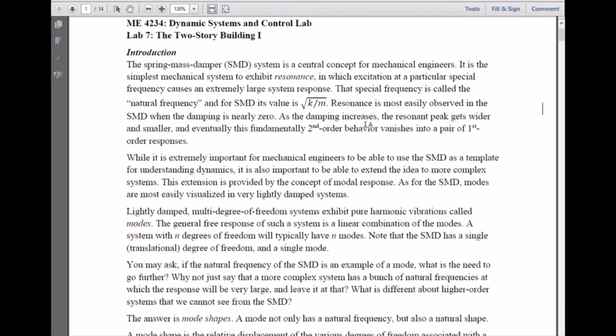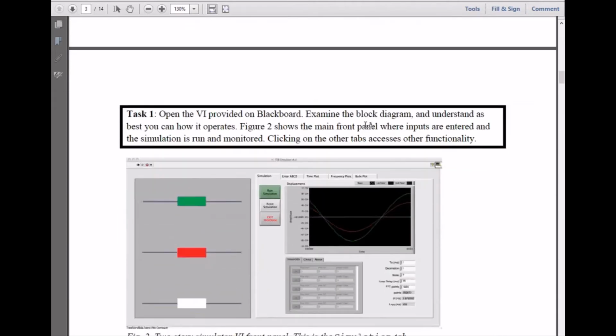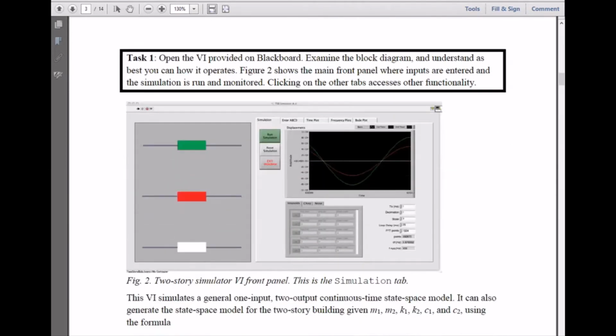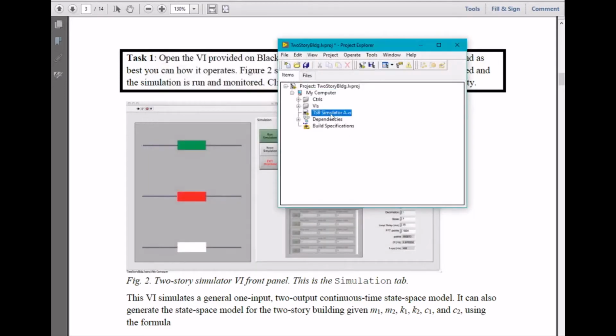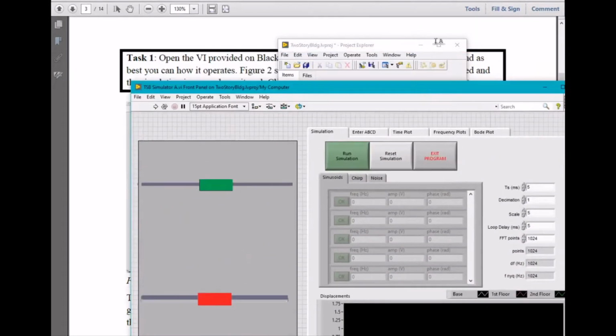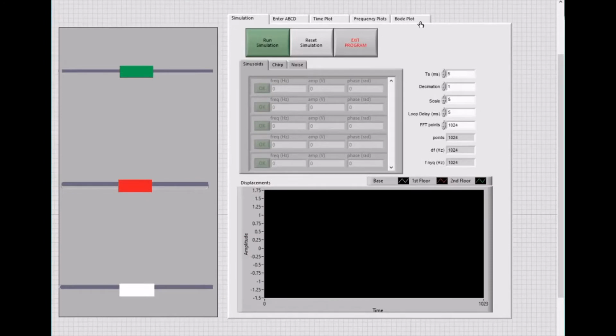So let's see. The first task of this lab is to open the VI provided on Blackboard. This is the two-story building project. There's only one project file, so you open that one, and then there's only one VI. So I open it, and this VI is exactly the same as the one that you used for the homework.